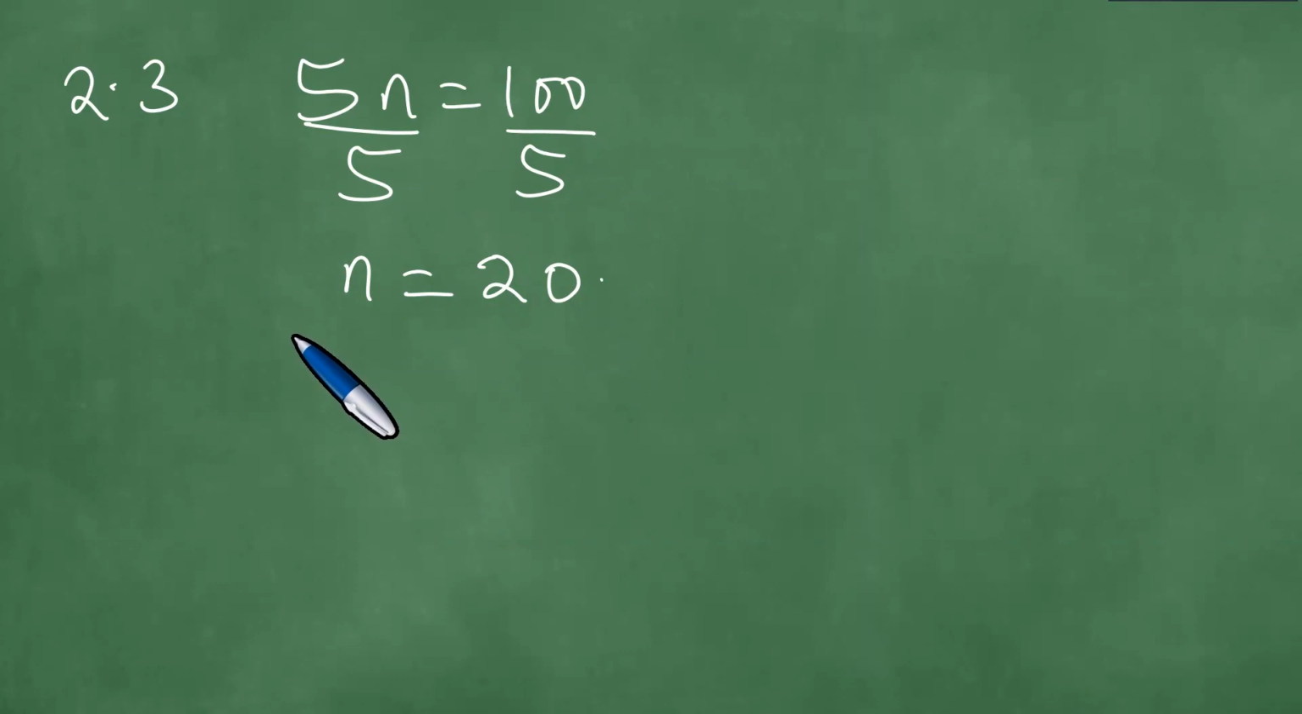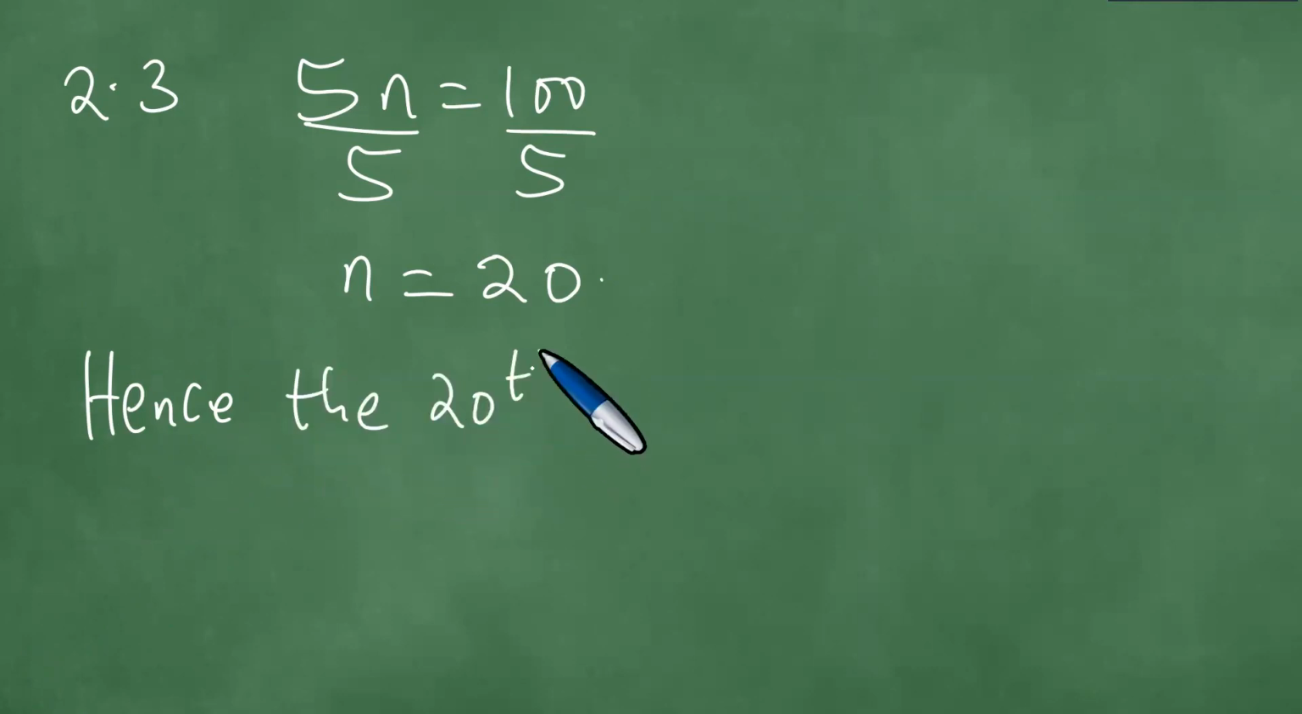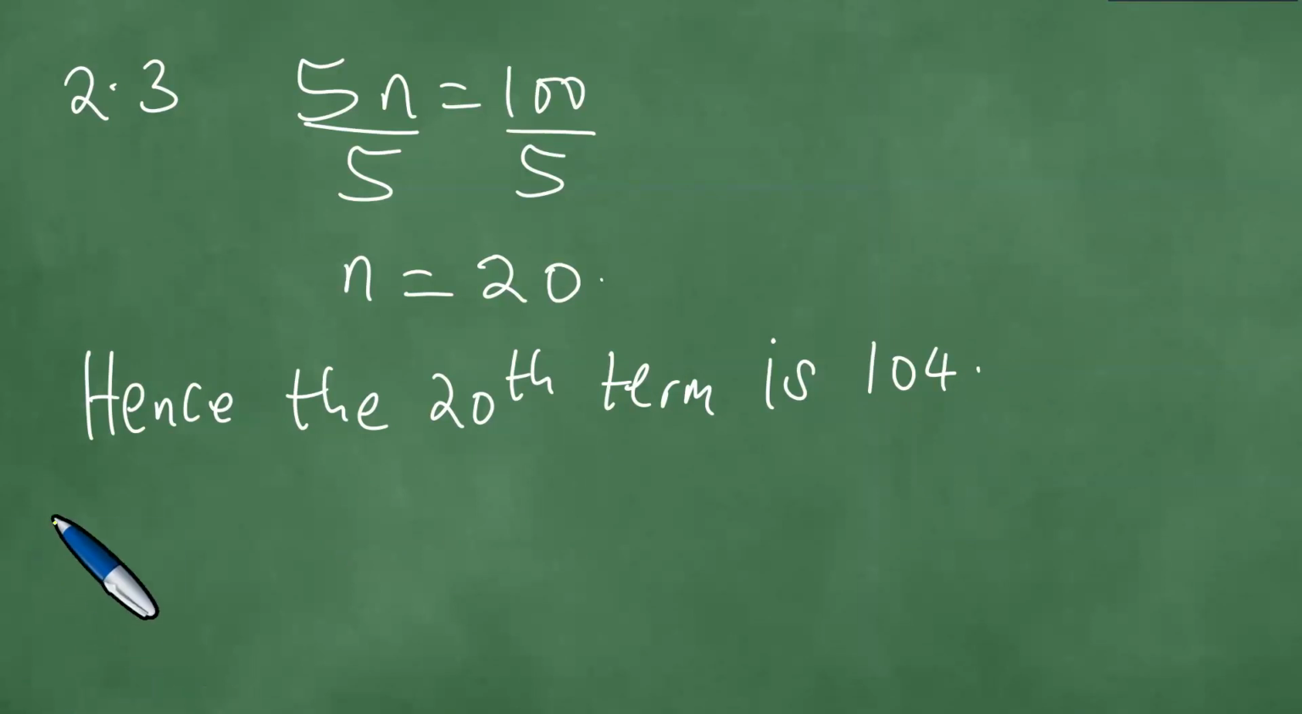So we continue. So hence, the 20th term is 104. But like I said before, one can quickly do a check. We can find term number 20 and determine if it is 104.